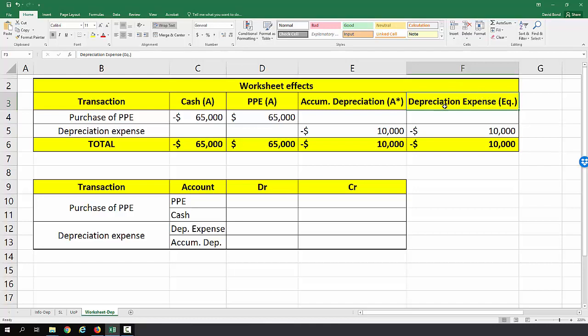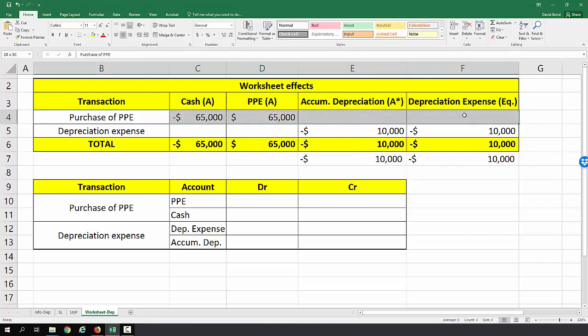Depreciation expense is an equity item. It's an expense element, and that obviously has an impact ultimately on equity. And we're going to keep this within equity just so we can use the negatives, and it makes a little bit more conceptual sense here. Assets have a negative $10,000 effect. Liabilities and equity have a negative $10,000 effect. Everything balances.